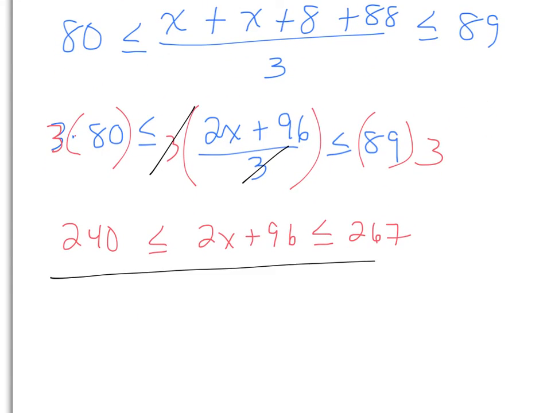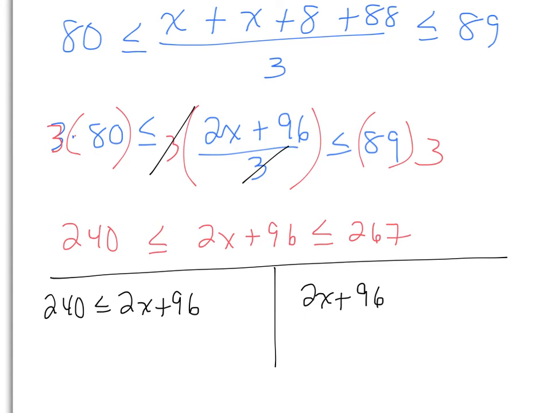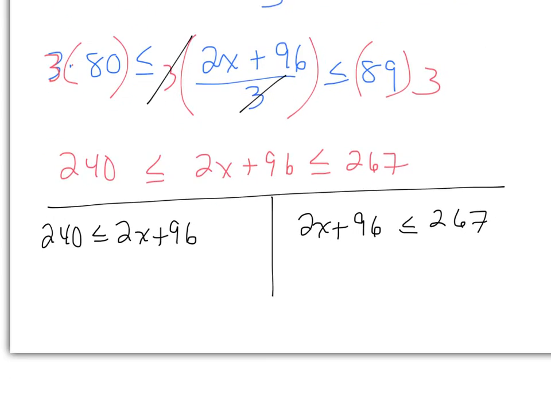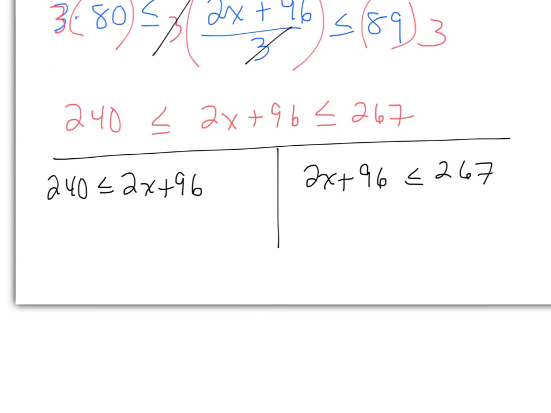Okay, break it up. Break it up for me. Sabine, what do we got? Into 2 statements. And? Okay, and we'll solve these separately. So subtract 96 in both cases to start and then divide by 2, giving us a range of 72.